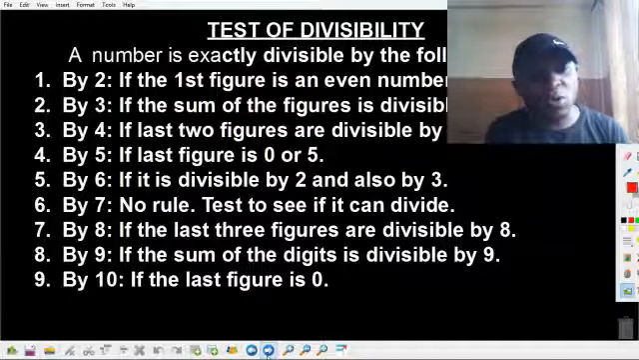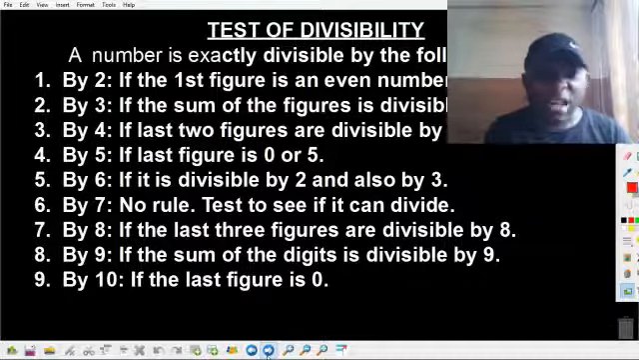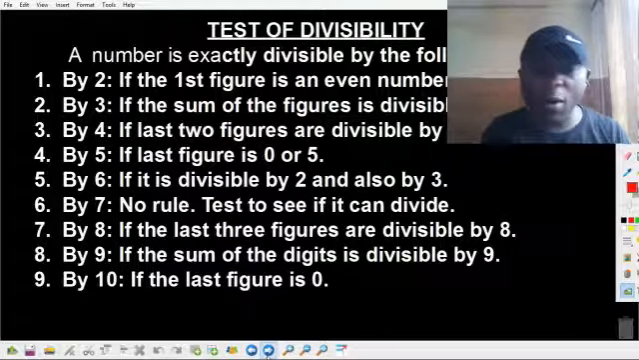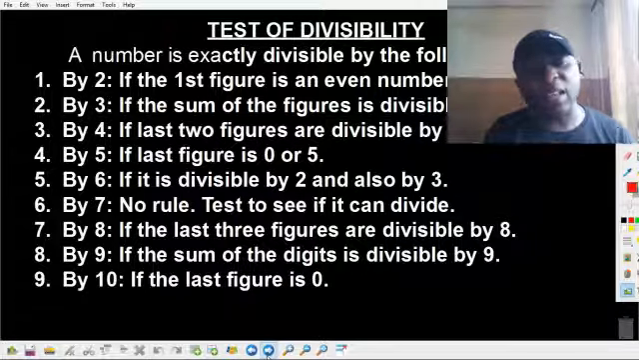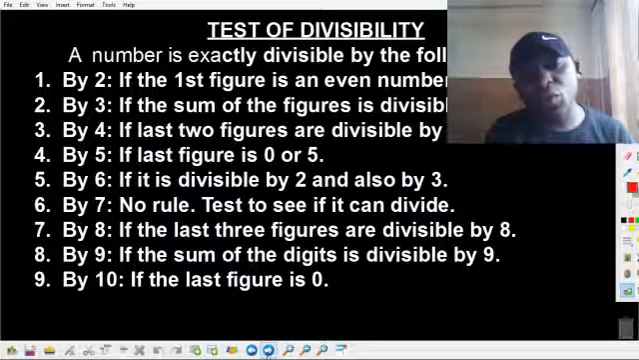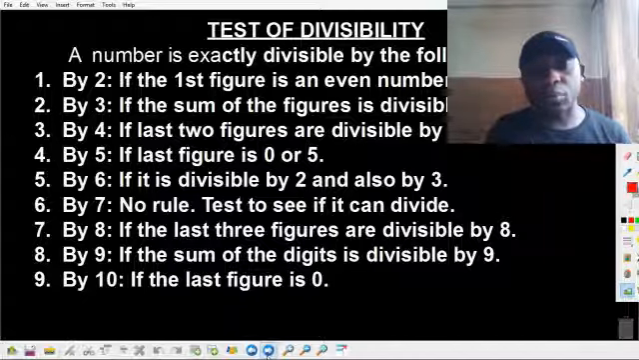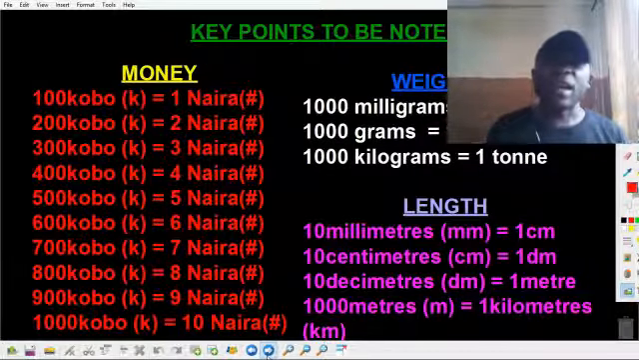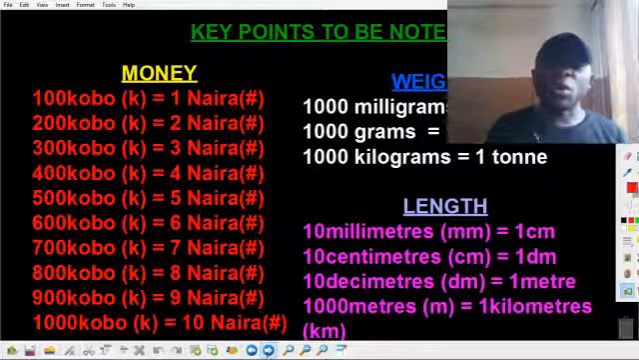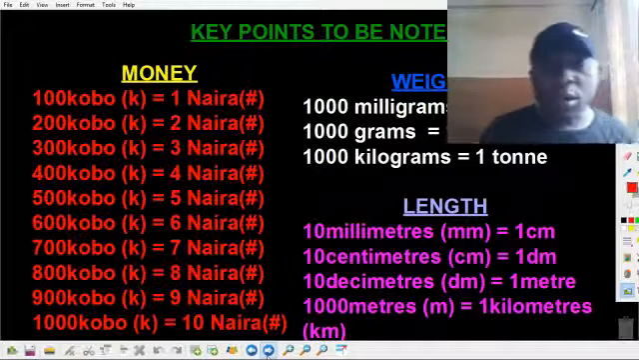Now if they are going to use 9 to divide a whole number, then they should consider if the sum of the digits is divisible by 9. Now for 10, they should consider also if the last figure is 0. Now let's look at some of these key points before we proceed to the main question.